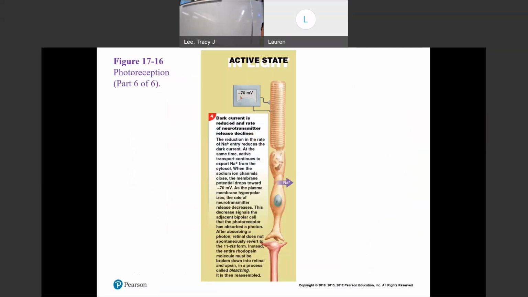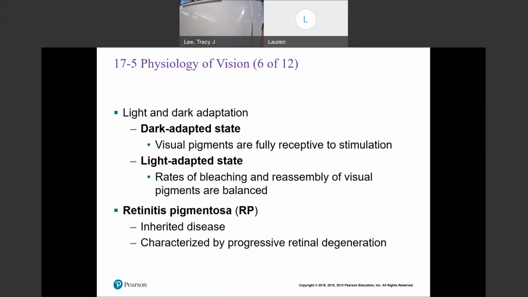We don't have any guys in here. Usually it's guys that are colorblind. Why guys instead of girls? Do you guys know? It is genetics. I don't know what, but it's linked to the X chromosome.